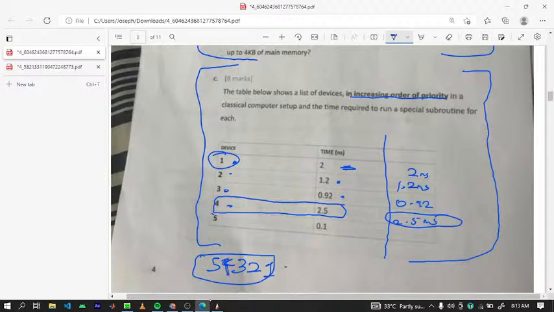So it will have to wait for the time taken to run device 5's ISR, which is 0.1, plus device 4's, which is 2.